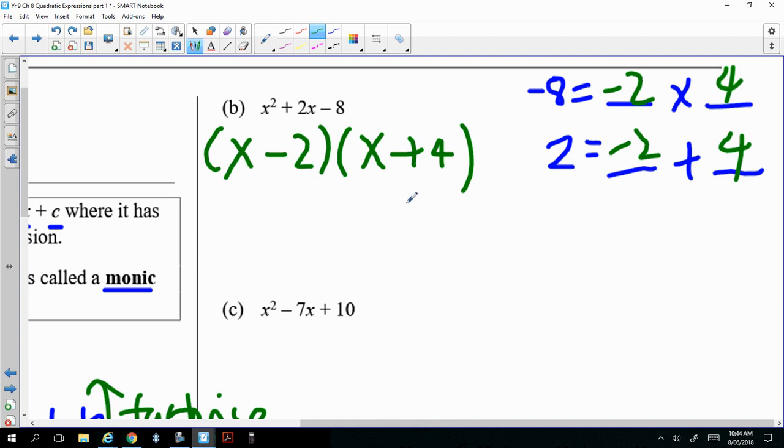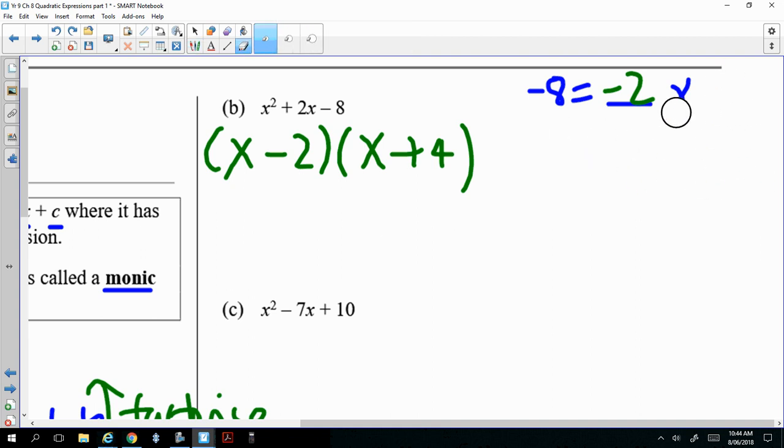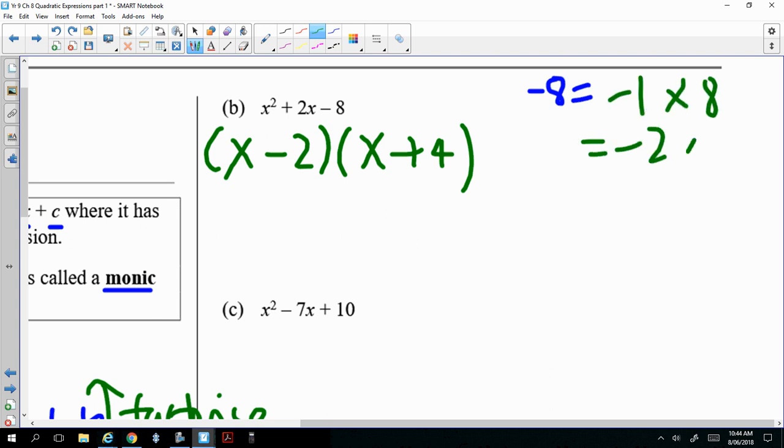Okay, good. So what you usually do is you list all the possibilities of factors that multiply to get negative 8. So you're going to try with negative 1 and 8, because it's negative. Yeah, it says negative 8 here.